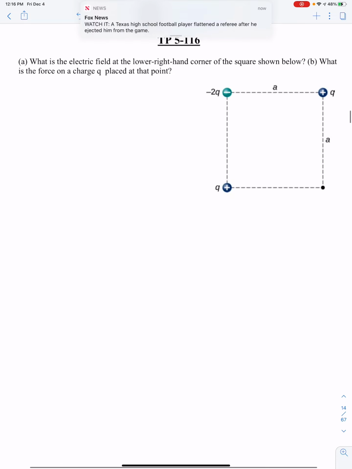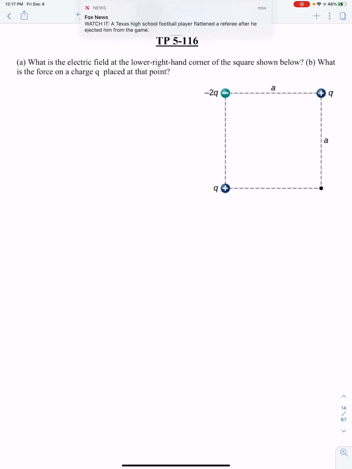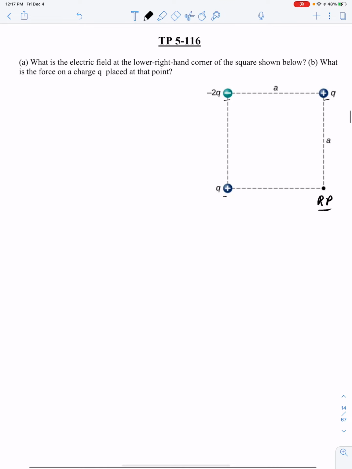So let's start off with identifying what exactly it's asking us. It is asking us to find the electric field at the lower right-hand corner right here, and I'm going to put a reference point here of the square shown below. So we have three charges. 1, 2, 3.